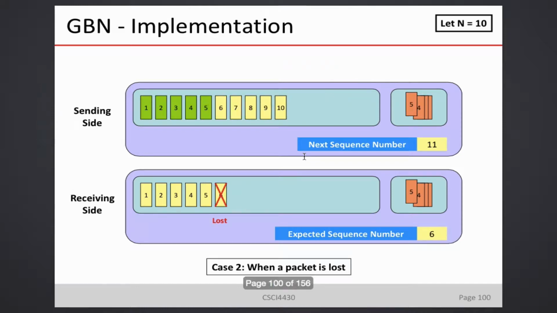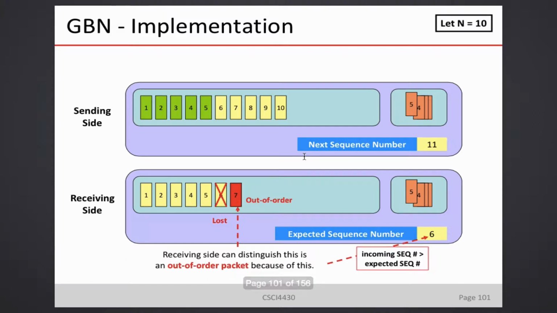Now, here comes problems. What are the problems? The problem is, what happens if packet 6 is being lost? Okay? So how can the receiver determine a packet is lost? How? Very simple, huh? First of all, receiver doesn't have any timeout. Okay? So how can I determine this guy is lost or this guy is missing? I will depend on this expected sequence number.